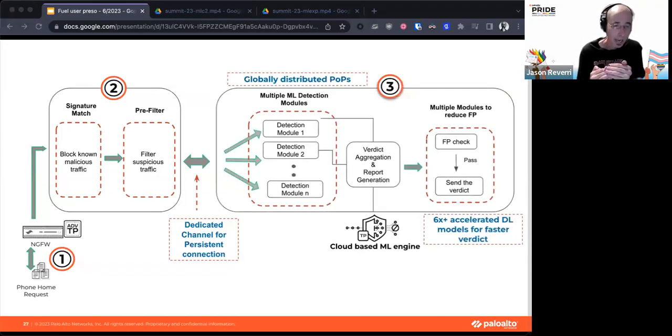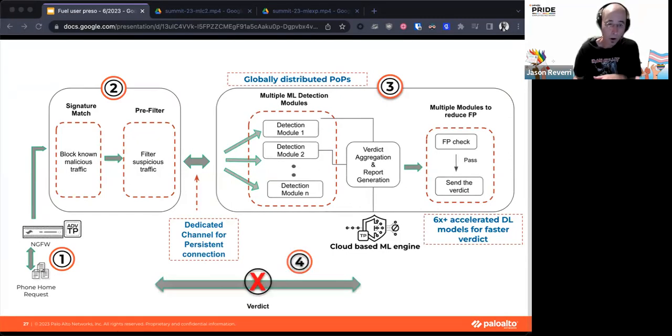Once we've pre-filtered out the suspicious traffic, it's sent over that channel to our global point of presence and run through our multiple detection models. We'll get a verdict back. We'll send it through some false positive checks, and then we'll ship that verdict back down to the firewall. And this process happens below 200 milliseconds. So effectively giving a verdict on that suspicious network traffic and allowing the firewall to send a reset and block that session from completing.